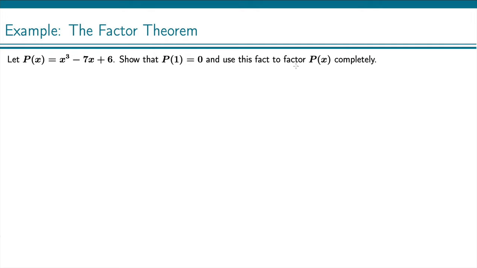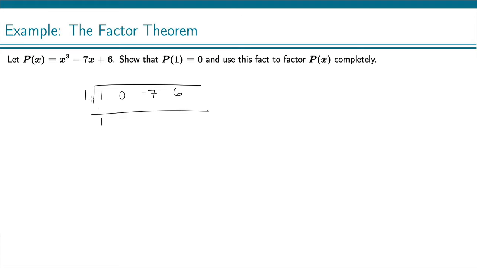But if we want to use it to factor p of x, we're going to want to actually factor the corresponding factor out. And so the way we're going to do that is we're going to do synthetic division. We're going to put our 1 out, that's 0, and put the coefficients of our polynomial in here. So that's 1, 0, because we have no x squared term, -7, and 6. And we go through and do our synthetic division.